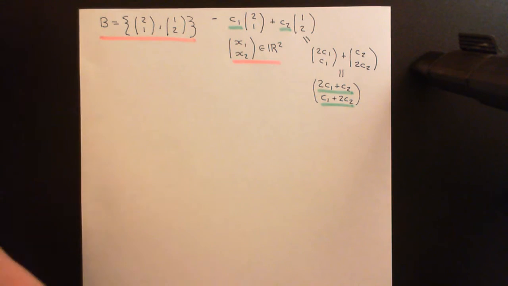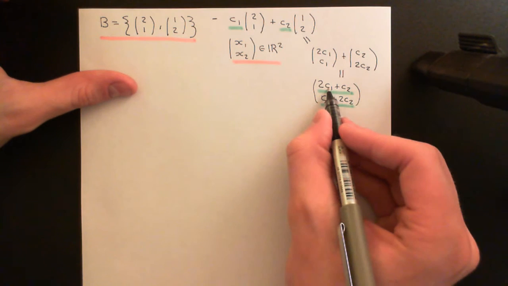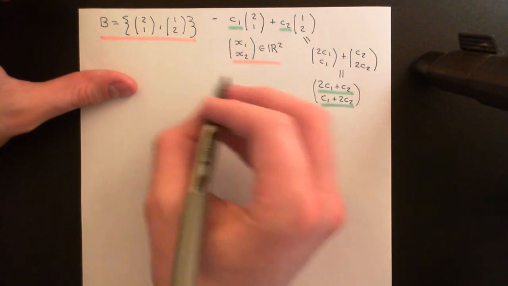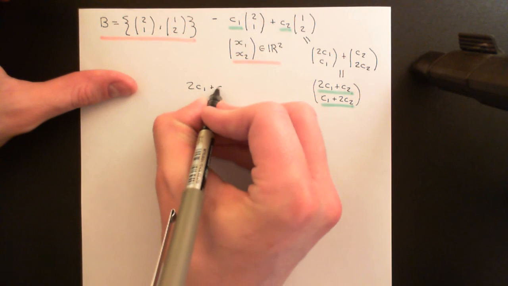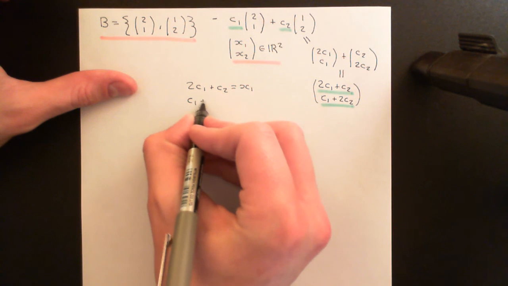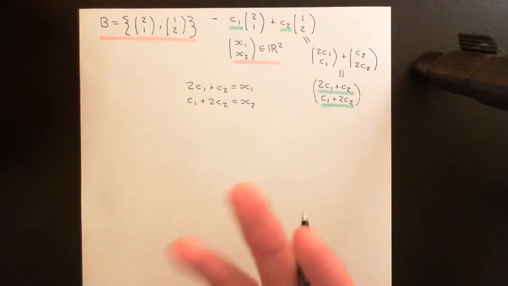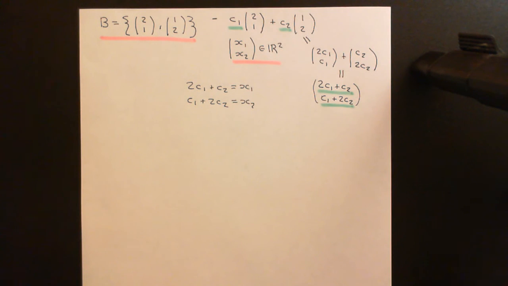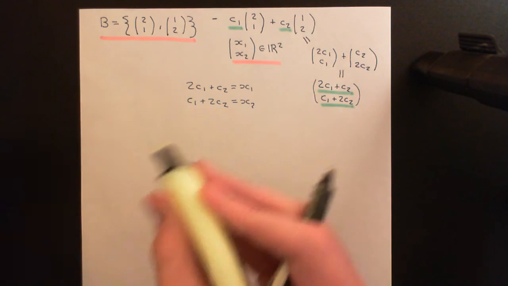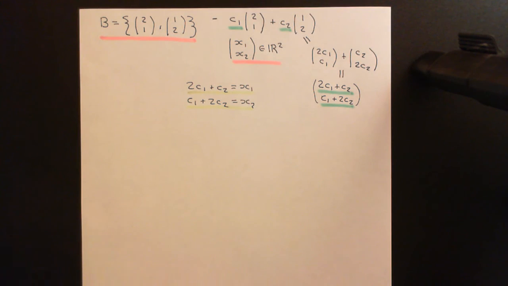Okay, so what we now want to know is if we've got this vector x1, x2, can I find C1 and C2 such that 2 times C1 plus C2 is going to equal x1, and C1 plus 2C2 will equal x2. Now remember, the x1 and x2 are the knowns. Okay, C1 and C2 are the variables. We are trying to find solutions C1 and C2 such that both of those two simultaneous equations are satisfied. Okay, so this is a simple exercise in GCSE maths.